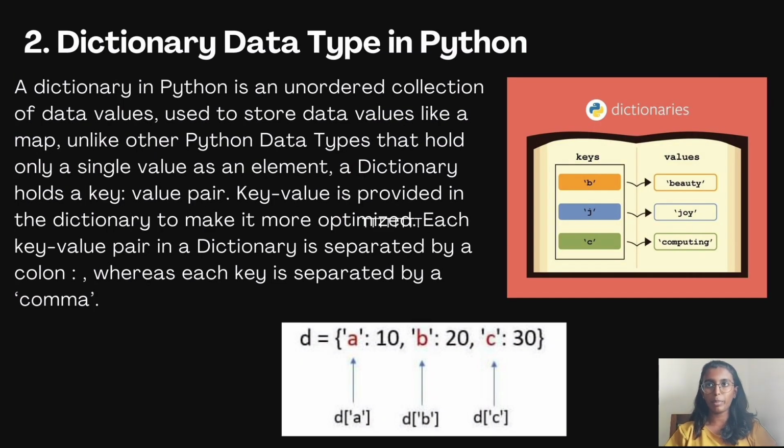Dictionary data types in Python. A dictionary in Python is an unordered collection of data values used to store data values like a map, unlike other Python data types that hold only a single value as an element. A dictionary holds a key, value pair. Key values are provided in a dictionary to make it more optimized. Each key value pair in a dictionary is separated by a colon, whereas each key is separated by a comma.